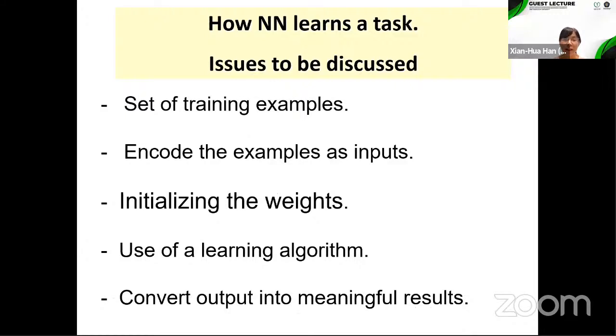When we want to use a neural network to learn a task, we need to discuss some issues. First, we have to prepare the training samples, encode the examples as input, and initialize the neural network weights, using a learning algorithm to optimize the parameters. Then in the test phase, we convert the output into a meaningful result.